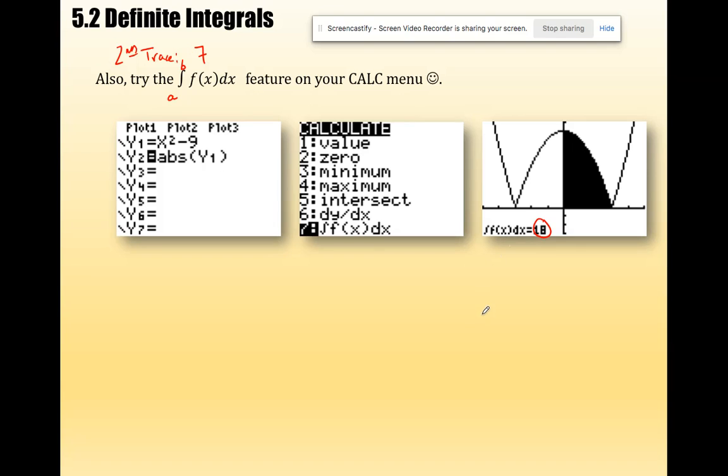Now, I always use Math 9 because I just need this number, but it's nice sometimes to see the picture. So this is kind of a nice thing, right? This is nice to do when you want to see what's going on. But if you're just asked to evaluate using your calculator, you Math 9 it.